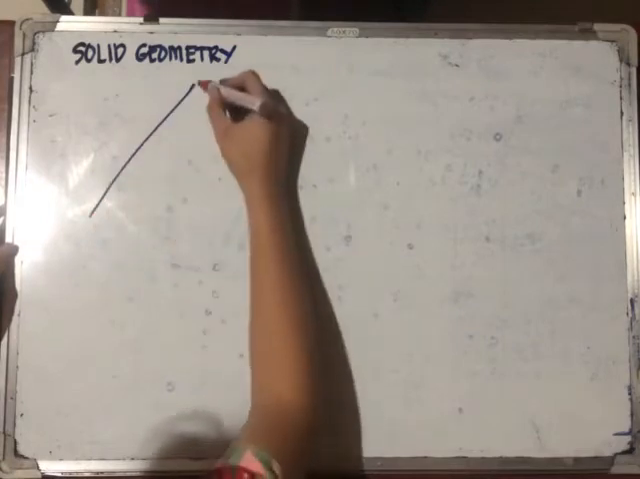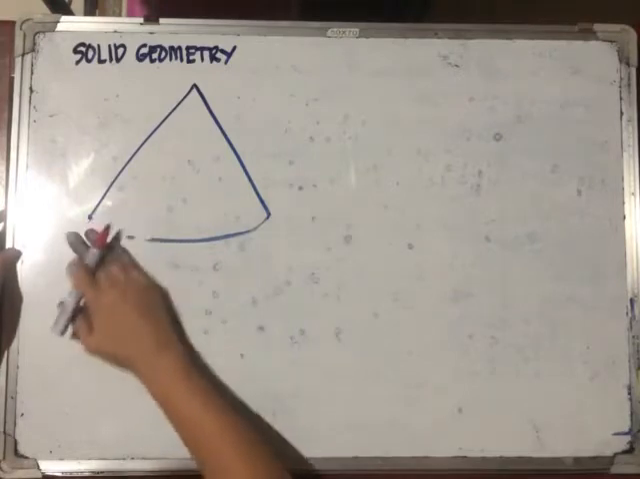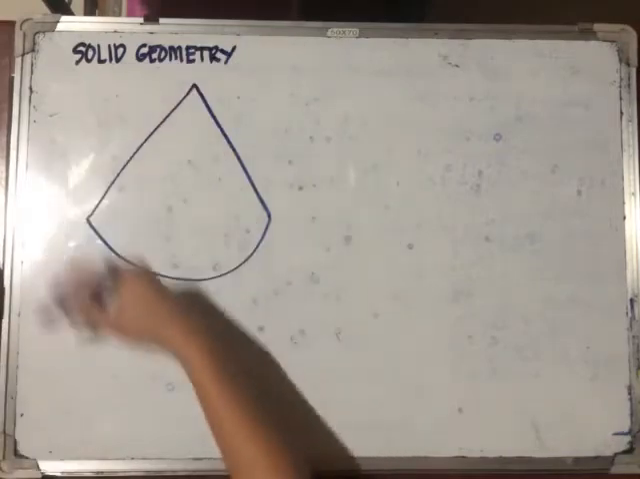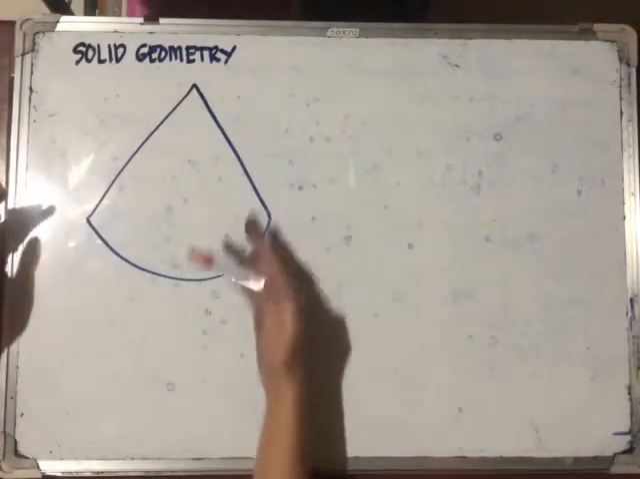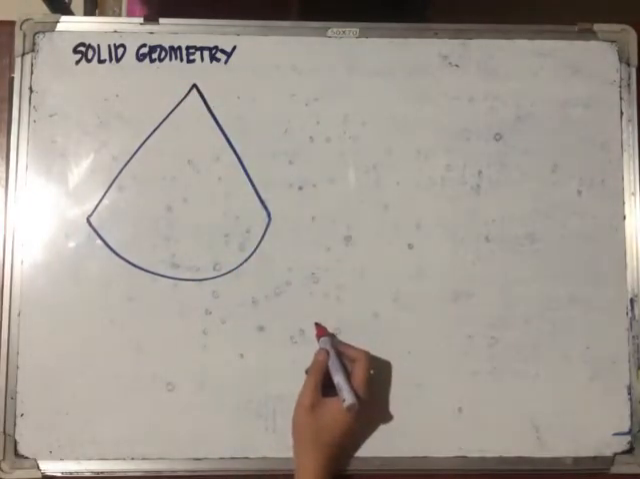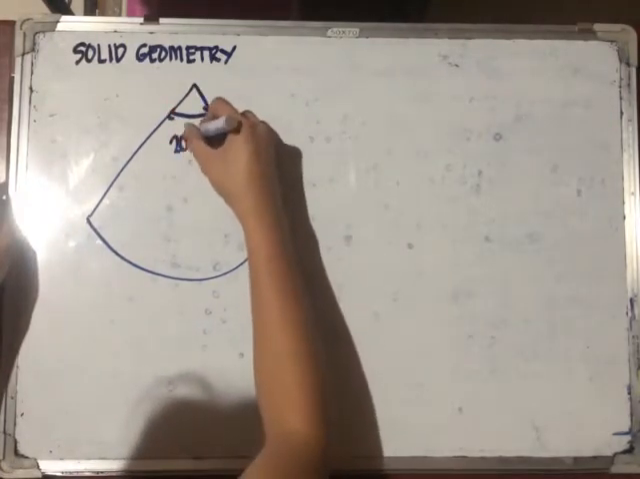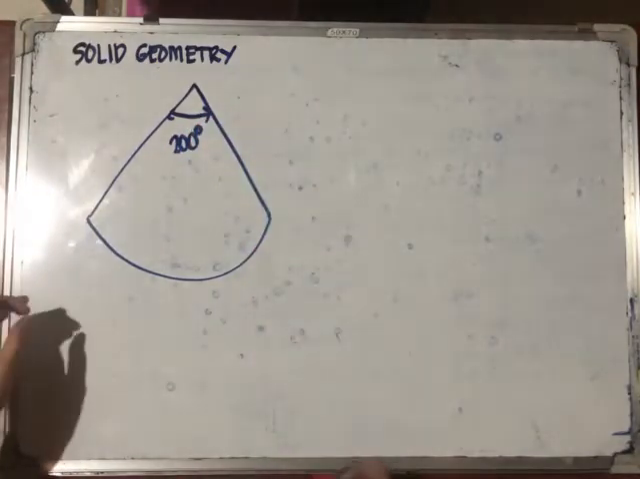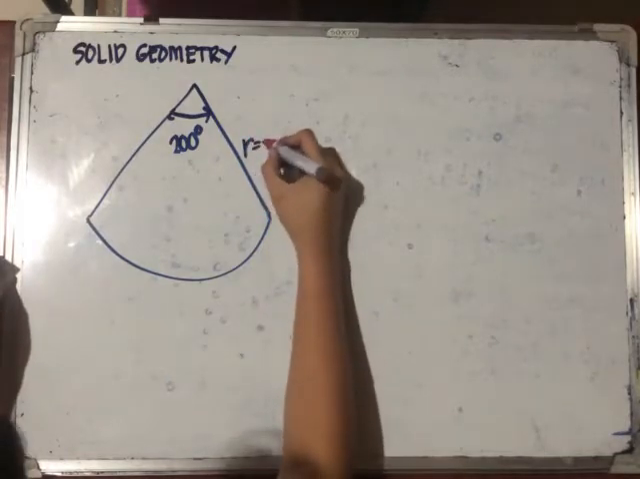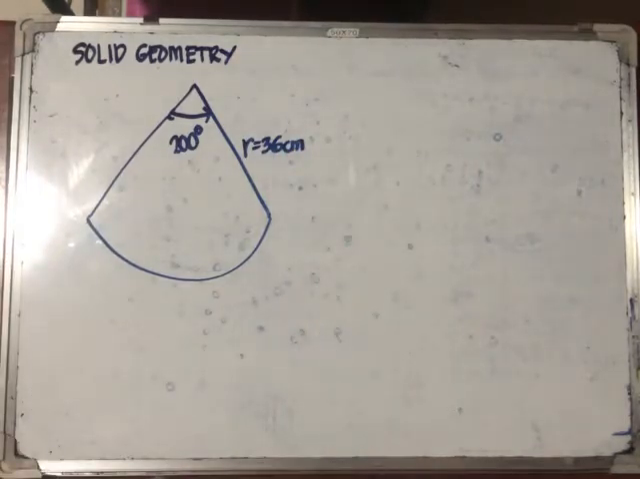So we have here this cone. Oh, it's not very conical. This is actually a sector. Sector of a circle. So we have a big circle. We cut out a pizza portion of it. And this one here is 200 degrees. It doesn't actually look like 200 degrees, but let's just say this angle is 200 degrees. And we have a radius of 36 centimeters. Alright, find the volume of the cone form.